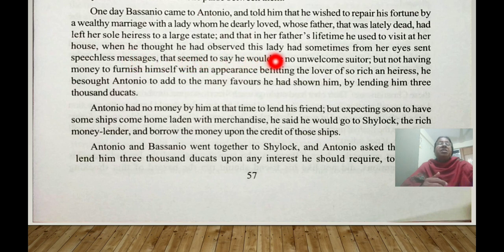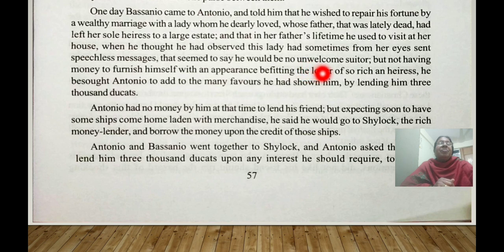When he thought he had observed this lady, he thought that he saw that this lady had sometimes sent speechless messages from her eyes, without speech, she would show some kind of signs that he thought meant she loved him, that seemed to say he would be no unwelcome suitor. So those signs told him that he would be very much a welcome suitor, no unwelcome. No is a negative word, un is also a negative word. Two negatives make it positive.